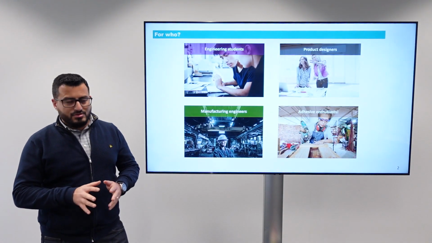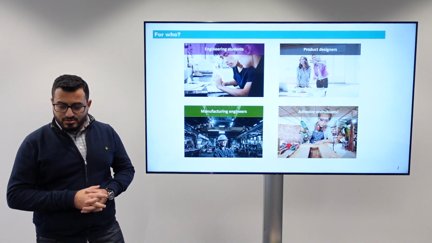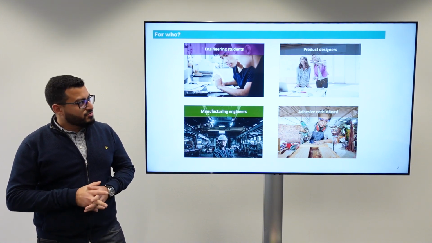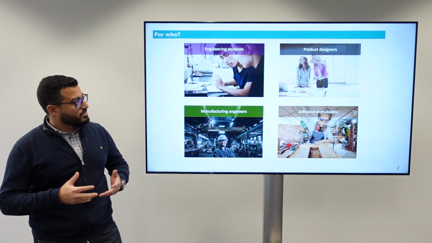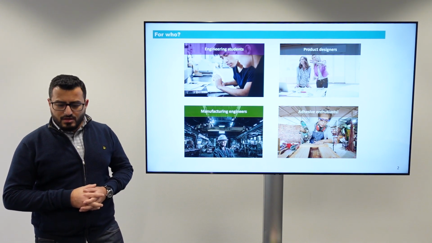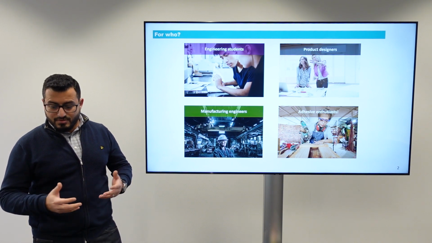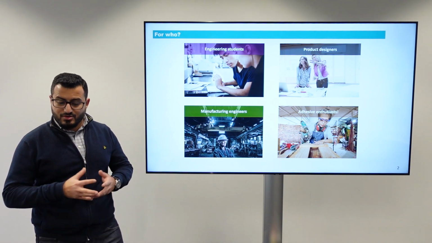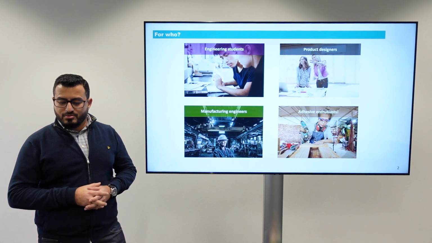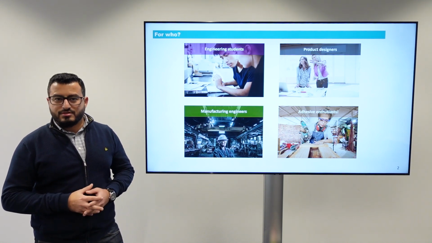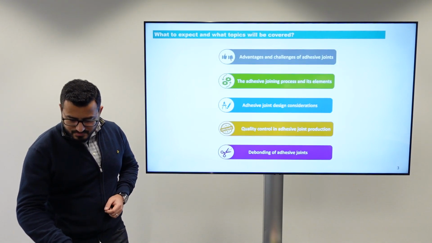Since adhesives are used in almost every application, as we will see in a moment, this education module will be very useful for a variety of audience. So whether you're an engineering student in any discipline, a product designer, a manufacturing engineer, or even an adhesive enthusiast or hobbyist who wants to know more information about adhesives that you can implement in your next project, this MOOC is for you.